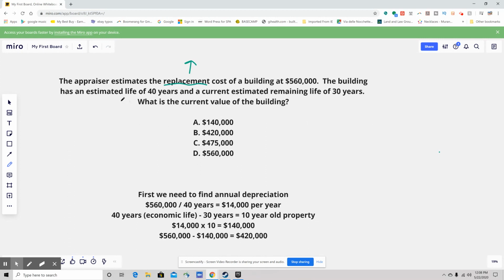The building has an estimated life of 40 years, and the current estimated remaining life is 30 years, so that means it's a 10-year-old property. I could tell right off the bat. What is the current value of the building?